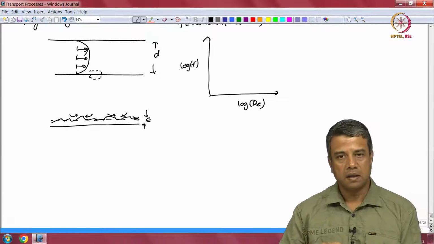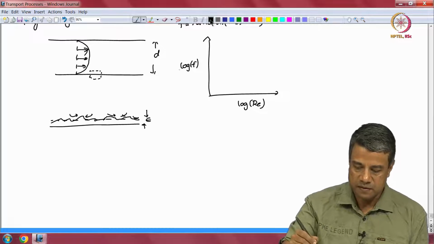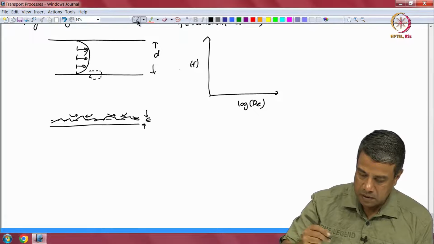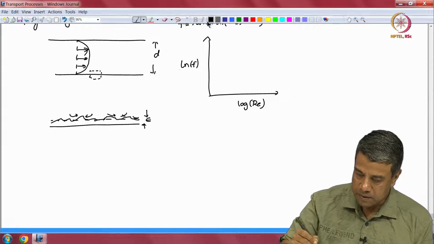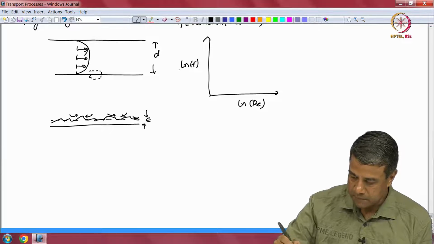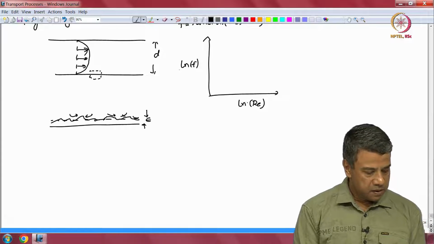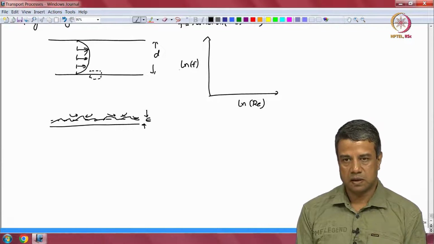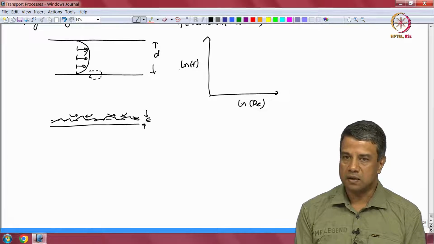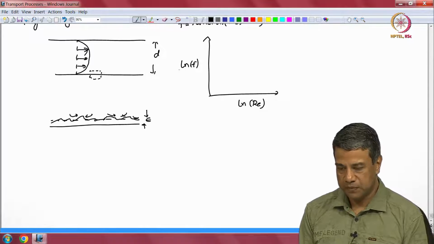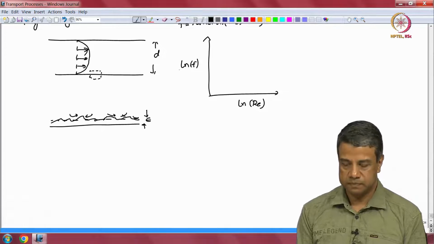Let me be a little more specific here. Rather than writing log, I will write natural log, in order to avoid confusion. So, throughout this course we will use natural log to the base e, and not the logarithm to the base 10 or some other base, in order to avoid confusion.